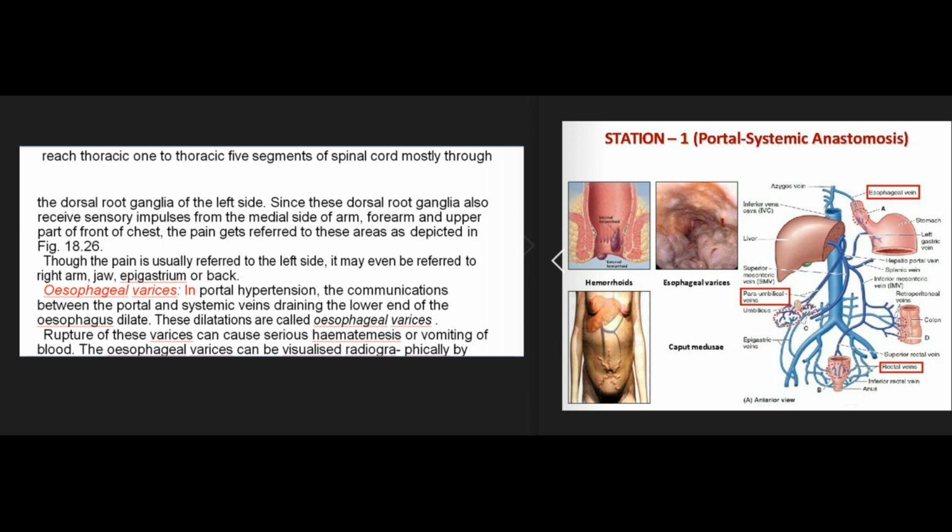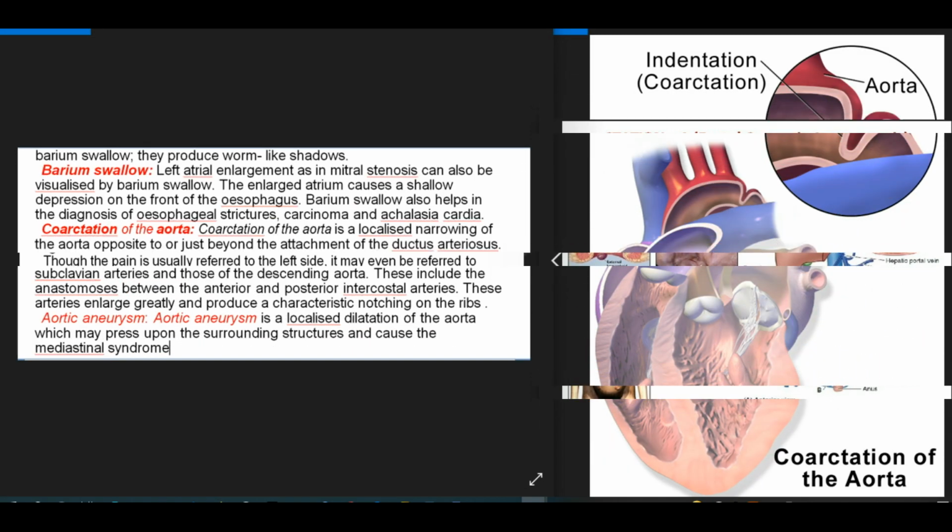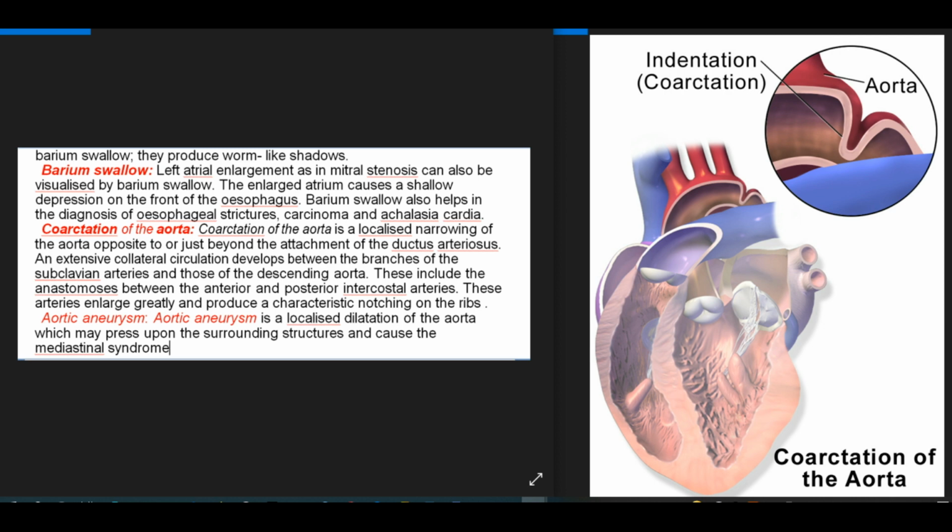Esophageal varices. In portal hypertension, the communications between the portal and systemic veins draining the lower end of the esophagus dilate. These dilatations are called esophageal varices. Rupture of these varices can cause serious hematemesis or vomiting of blood. The esophageal varices can be visualized radiographically by barium swallow. They produce worm-like shadows.